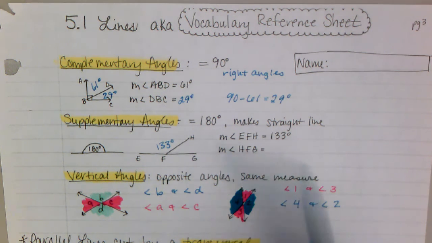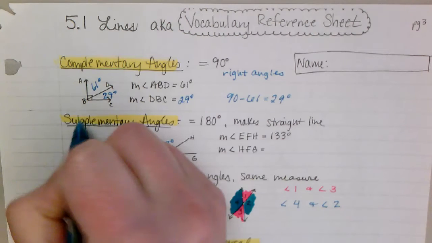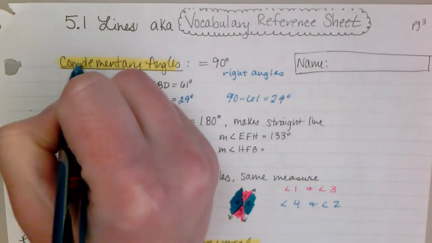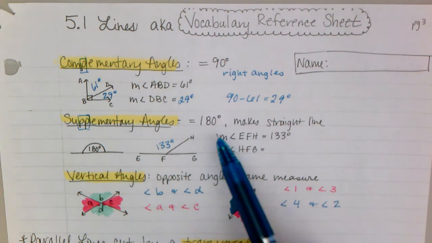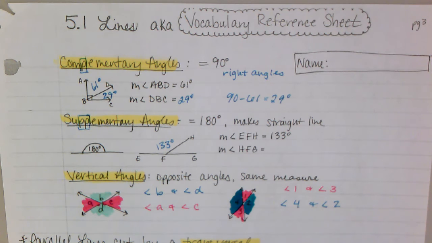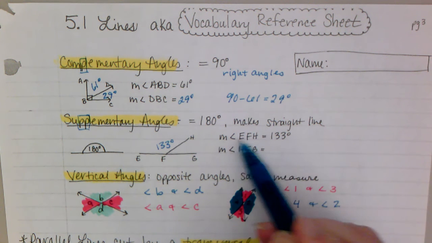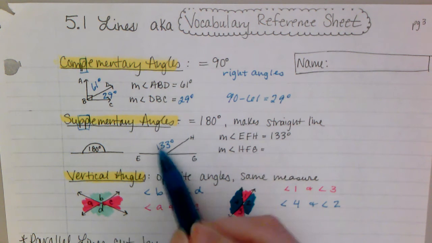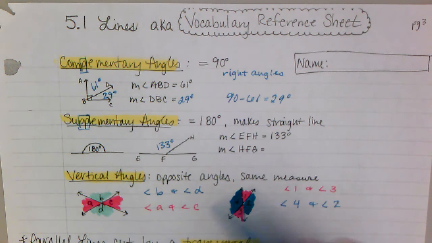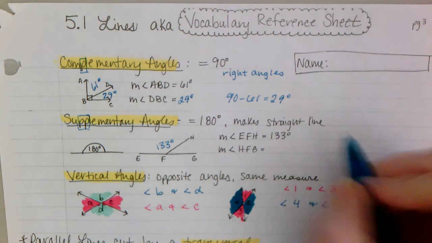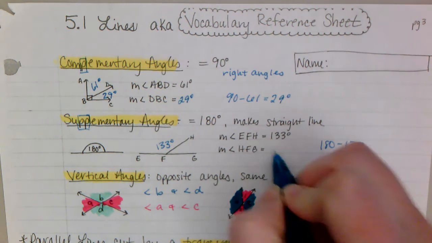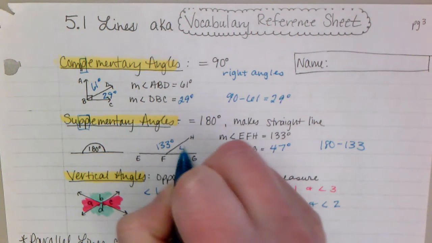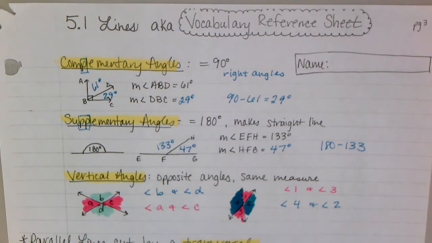Supplementary angles are 180 degrees. You can remember this because supplementary has two p's, whereas complementary only has one. So the one p is a smaller measure, the two p's are the larger measure. So they're 180 degrees total. And if EFH, which is here, is 133 degrees, then I can figure out that HFG is 180 minus 133. So this ends up being 47 degrees total.